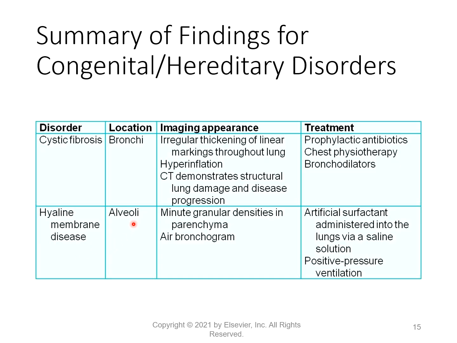Hyaline membrane disease results in the collapse of the alveoli. Because they collapse, it will give minute granular densities, or kind of graininess, on the image of the lungs. The lungs will demonstrate some atelectasis, and that's where you see that air bronchogram, where you actually see the air of the bronchi standing out rather than being more radio-opaque than the rest of the lungs. With cystic fibrosis, we're looking to see that hyperinflation because they're having trouble expressing their air, and then irregular thickening throughout the lungs.